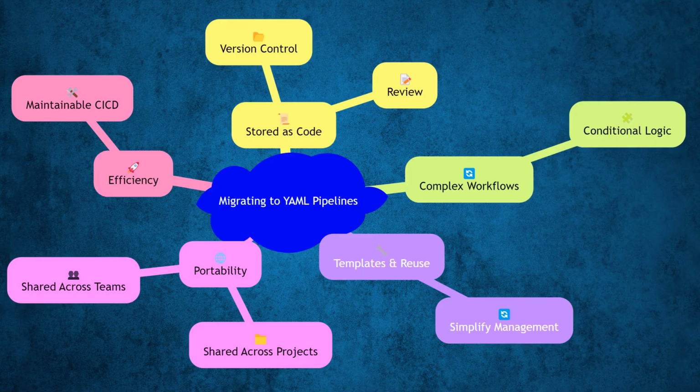Migrating to YAML pipelines offers several advantages. YAML pipelines are stored as code, making them easier to version control and review. They provide better support for complex workflows and conditional logic. YAML pipelines also enable you to use templates and reuse code, which can simplify pipeline management. Additionally, YAML pipelines are more portable and can be easily shared across different projects and teams. This migration can lead to more efficient and maintainable CI/CD processes.